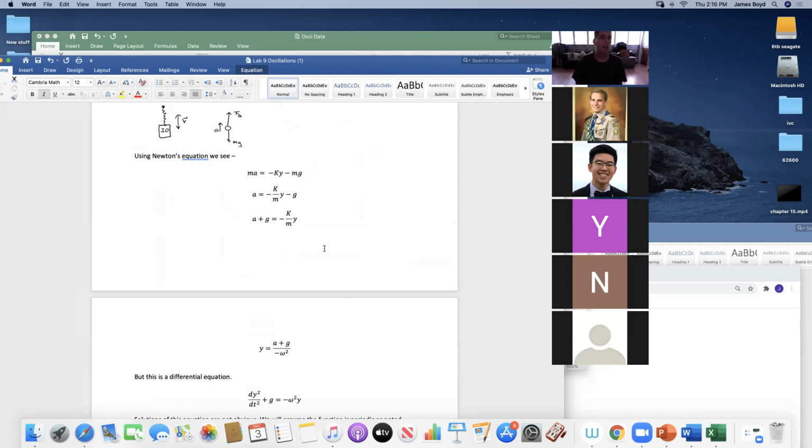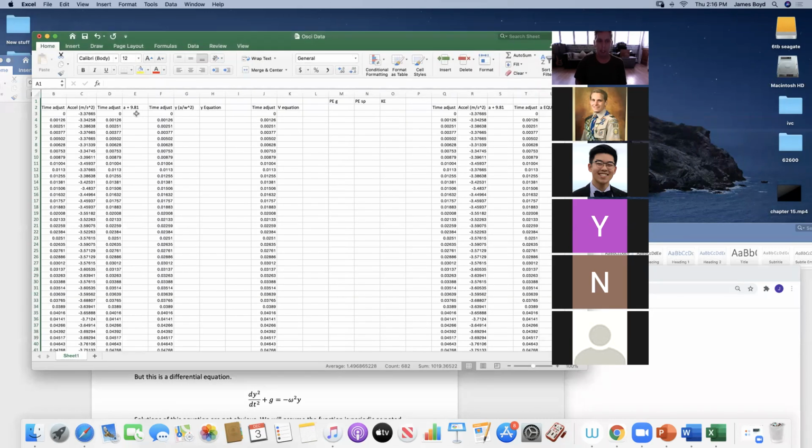Technically, if we were to do this differential equation, we would actually forget about the g and solve this as what we call a homogeneous equation. However, I'm going to assume that the acceleration is just a plus g. So we can find y. We can find our position from adding g to our acceleration and then dividing by our omega squared. And I want you to do that. And I want you to do it in 2 steps.